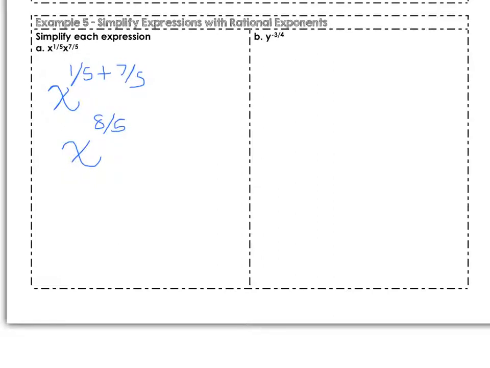What about y to the negative 3/4? We all know that if we have a negative exponent, we need to change its location. But you're not allowed to have radicals in the bottom, and that's what having a rational exponent will do to you. So you really have in the bottom the 4th root of y to the 3rd.